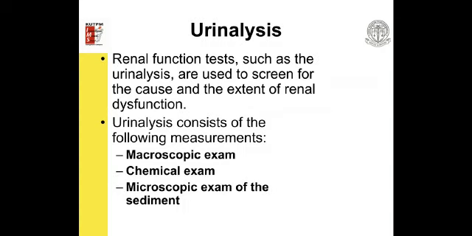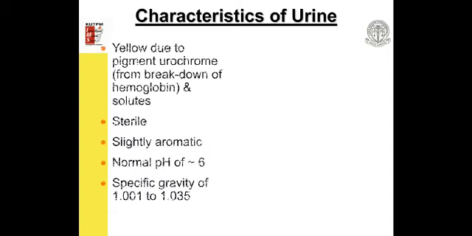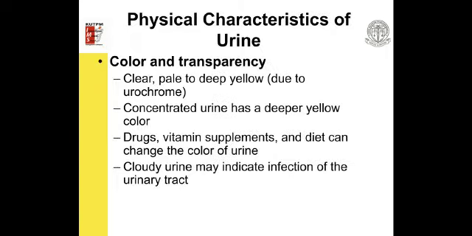Here, renal function tests such as urine tests are used to screen for the cause and extent of renal dysfunction. They consist of the following measurements: the macroscopic, the chemical, and the microscopic examination of the sediment. It's yellow due to the pigment urochrome, a breakdown product of hemoglobin. It's sterile, slightly aromatic, with a pH of around 6, a specific gravity of 1001 to 1035, and a volume of around 1.5 to 2 liters per day.